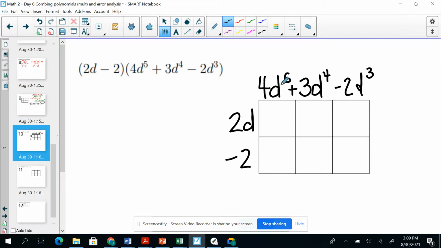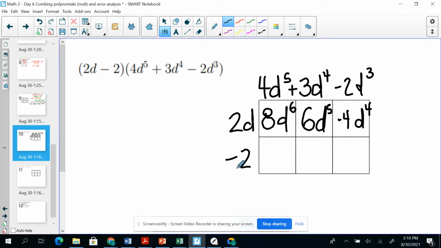So 2d times 4d to the 5th: 2 times 4 is 8, and d times d to the 5th is going to be d to the 6th power. So 2 times 3 is going to be 6, and I have d to the 4th and a d, so that's going to become d to the 5th. Negative 2 times a positive 2 is a negative 4, and it's going to be d to the 4th, because I have 1d and 3d's.